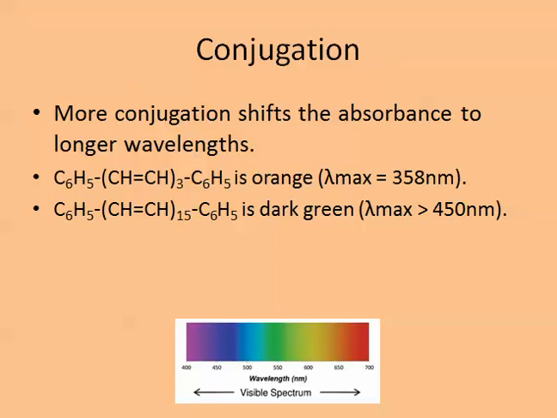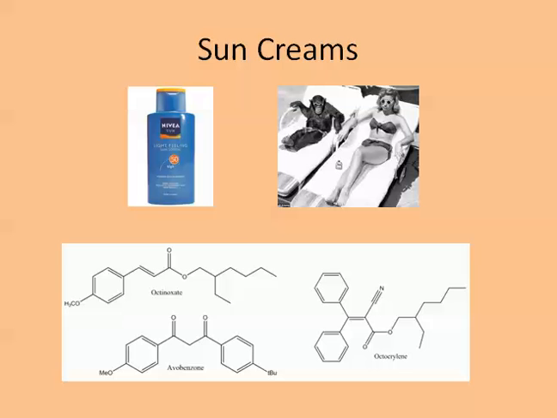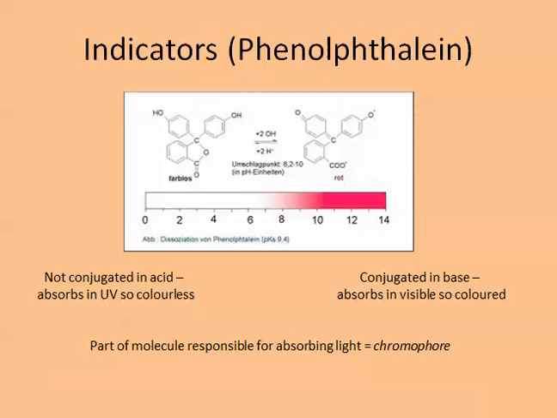So conjugation, more conjugation shifts the absorbance to longer wavelengths. You see some examples here. This one here is obviously more conjugated. The absorbance is at a longer wavelength, giving us a different colour. And this idea is also used in sun creams. So we've got some conjugation here. That's going to be absorbing in the ultraviolet region and protecting our skin.